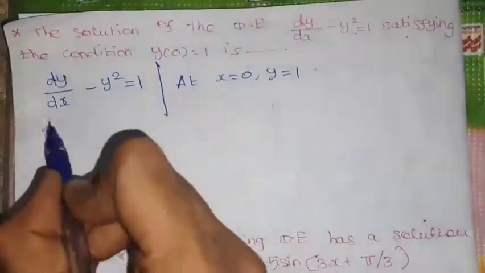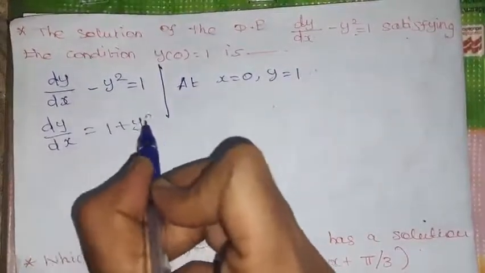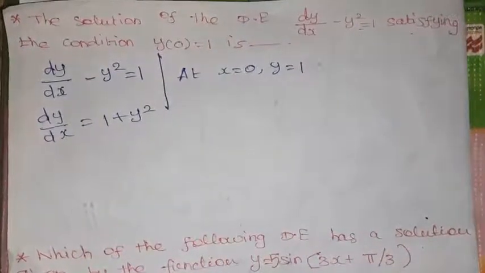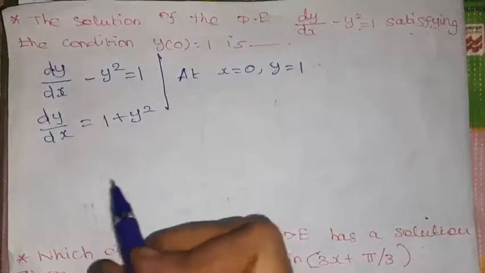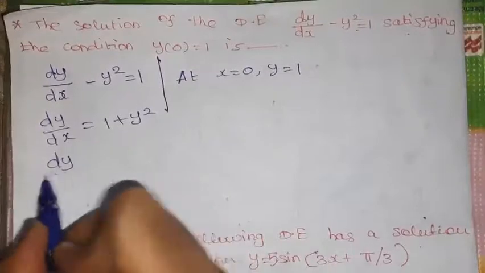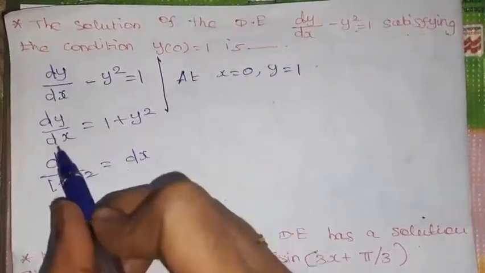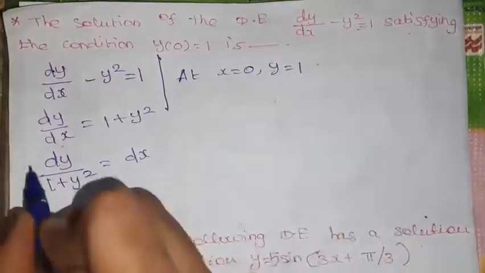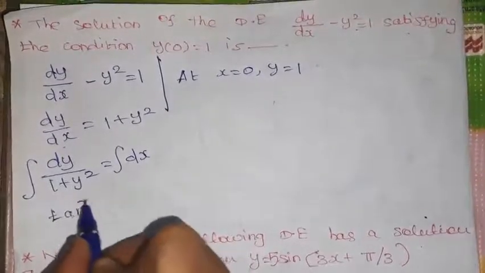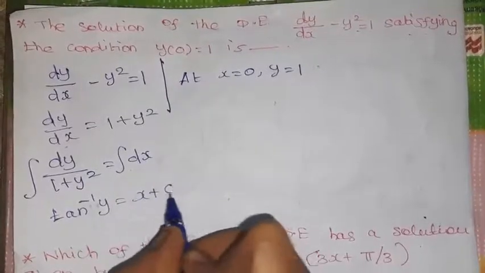Then dy by dx equal to 1 plus y squared, right? Now using variable separable method, y terms on one side and x terms on the other side. So what we will get? dy by 1 plus y squared equal to dx. Now we need to integrate on both sides. Integration of dy by 1 plus y squared is nothing but tan inverse of y. Tan inverse of y equal to x plus c.